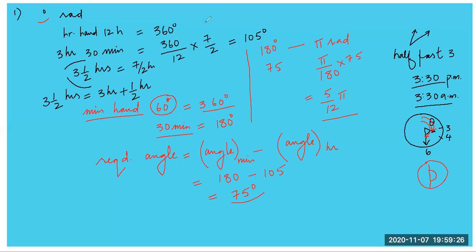All right, let's do more sums, very interesting sums. We will try to do some competitive level sums also. So please be awake. Now he says the minute hand of a watch is 1.5 centimeter long. He says, how far does its tip move in 40 minutes? This is the minute hand. This is the clock.